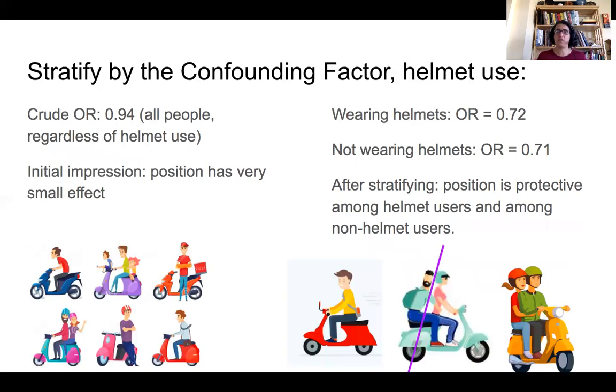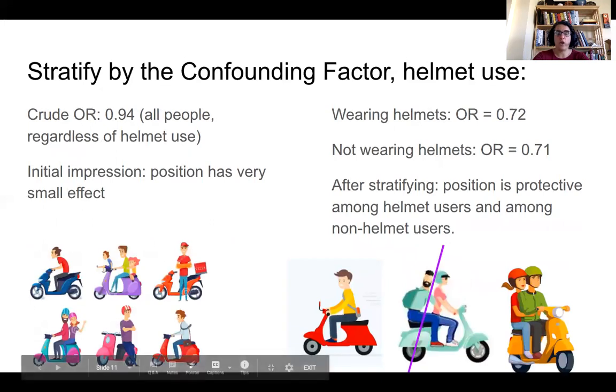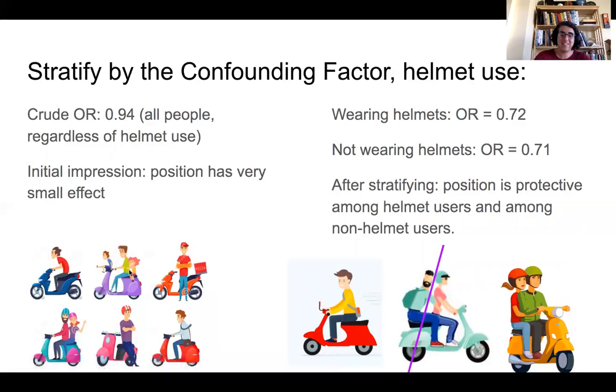I'm just going to wrap this all up with this summary slide, which pretty much says what I've already said. Our crude odds ratio was pretty close to 1. So when we look at all of these people just as one group, it looks like there's very little protective effect of being the passenger. Now, in this group, there were both people wearing helmets and people not wearing helmets.